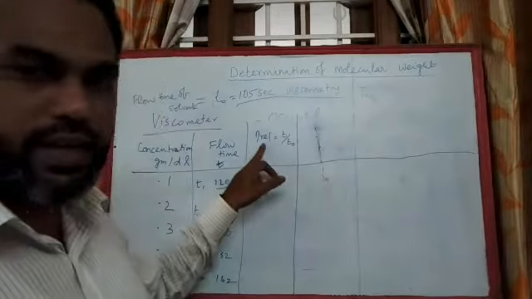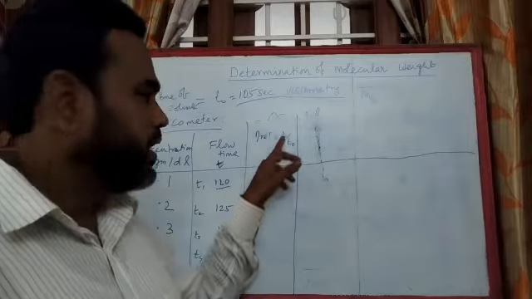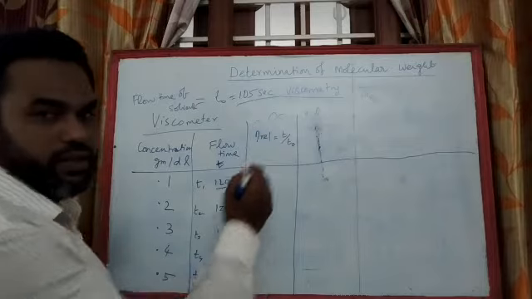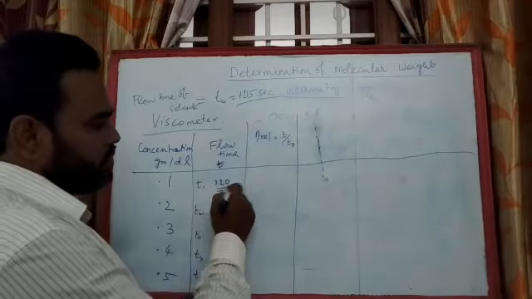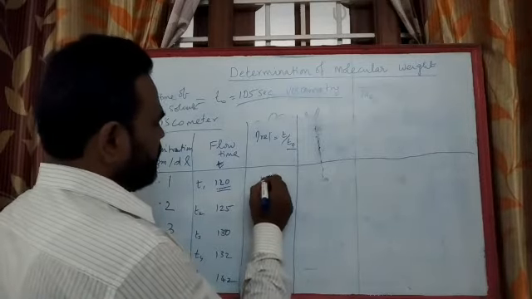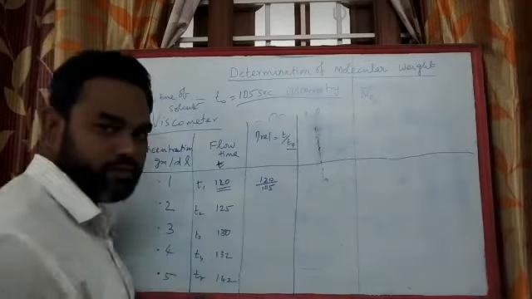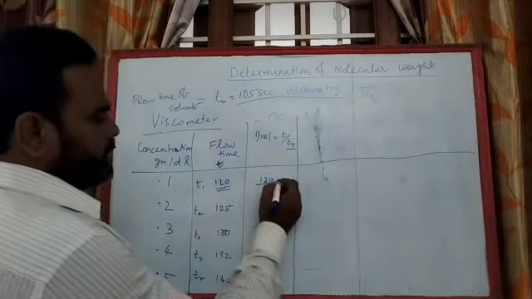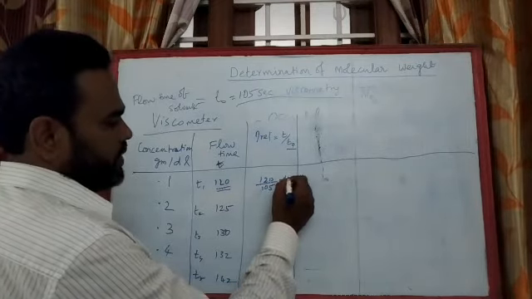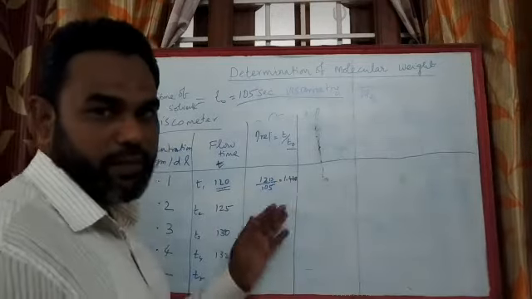Relative viscosity, eta relative, has the formula T by T0. T is the flow time of the polymer solution and T0 is the flow time of the solvent. So for example, here this is 120 by 105. It comes to maybe 1 point something, 1.463 something. I am roughly writing this.